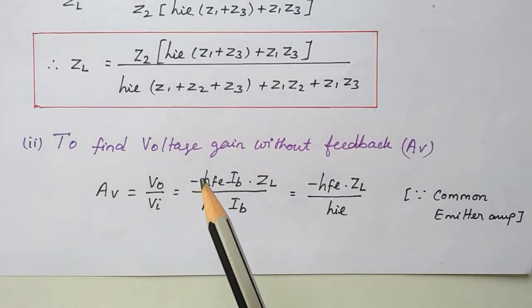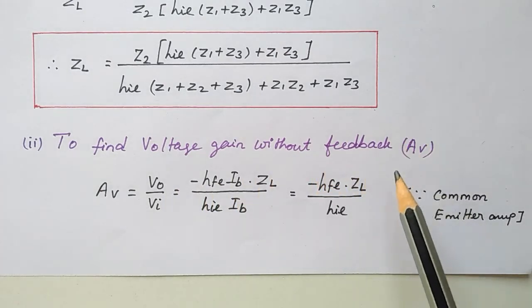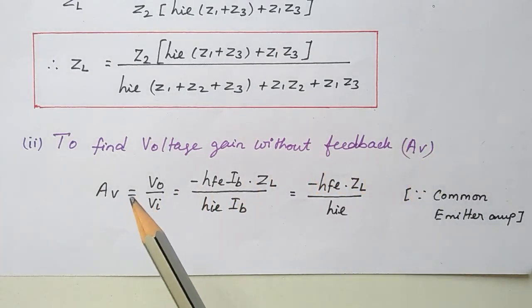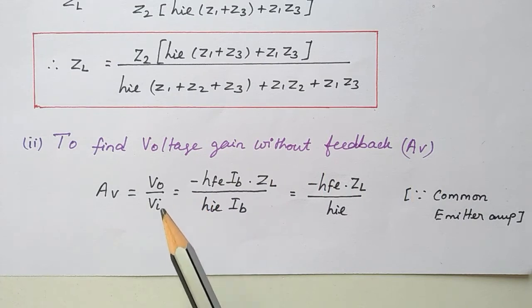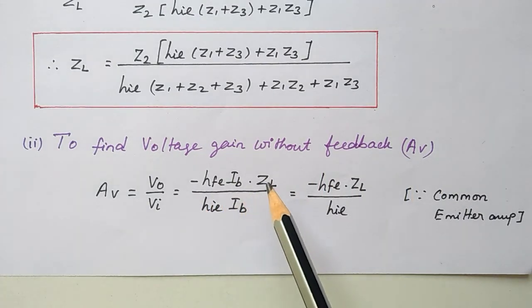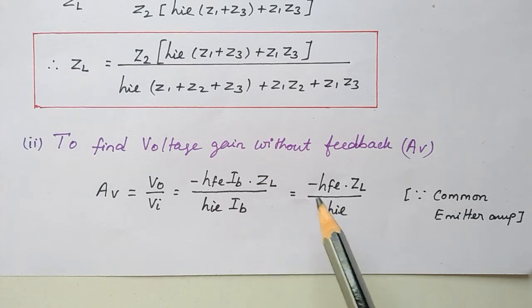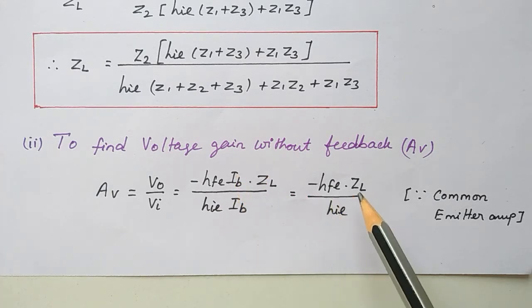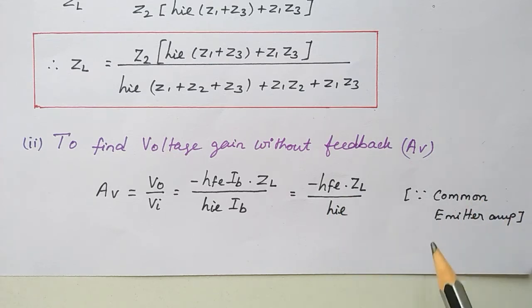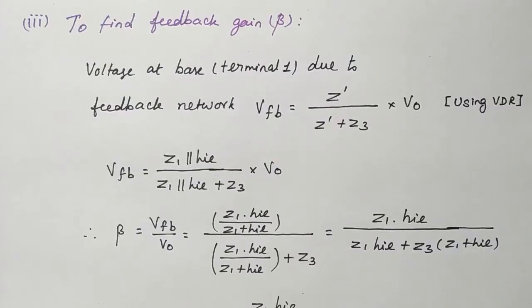The next step is to find the voltage gain without feedback, that is the open loop amplifier gain AV. So that is nothing but V0 by Vi. V0 can be written as minus HFE IB into load impedance ZL, divided by the input side, where we have resistance HIE and the current IB. So IB and IB get cancelled. Finally we have minus HFE into ZL by HIE. Here we are considering the common emitter amplifier.